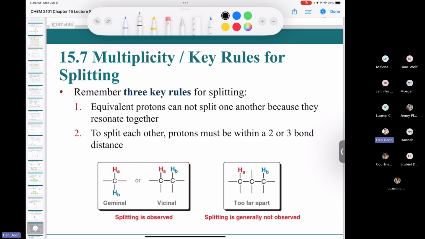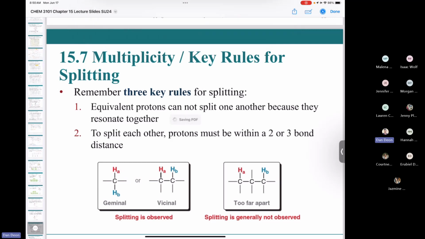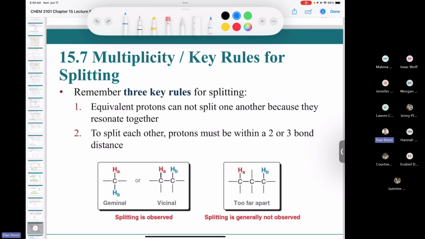But what I was getting at is that there's 3 key rules that you have to keep in mind when you're thinking about splitting, okay? The N+1 rule. You can't just go around invoking the N+1 rule until you really understand these 3 rules. The first one is that if you have equivalent protons, meaning homotopic or enantiotopic, they don't split each other because they're going to resonate at the same frequency. So if you have equivalent protons, they're not going to split each other at all.